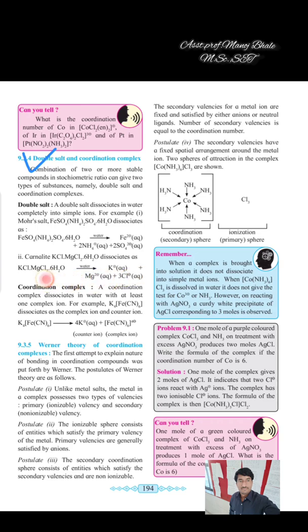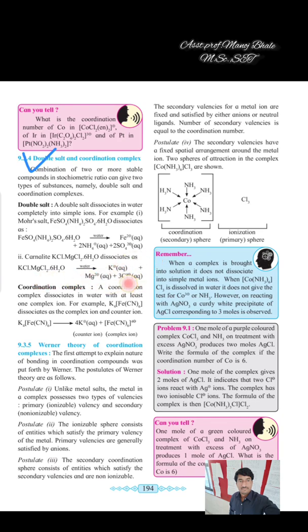This carnallite has KCl·MgCl2·6H2O. If we dissolve it in water, complete dissociation is possible. In dissociation, there is a formation of the potassium K+ ion in aqueous form, Mg2+ ion in aqueous form, and 3Cl- in aqueous form. So complete dissociation is possible in this example.